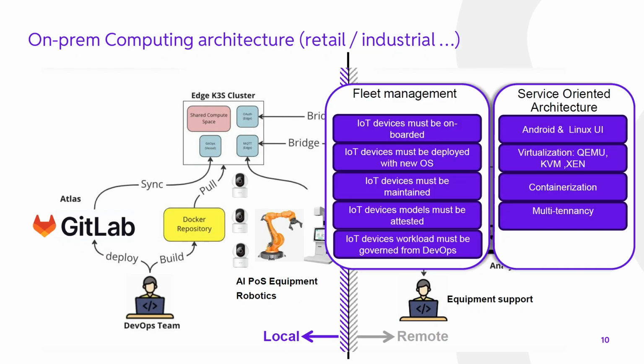So the number of capabilities we are looking at within this constraint, where the infrastructure around the services is not going to be a problem, or a very minor problem, not a gating problem, include fleet management, as an example. We know that all the IoT devices must be onboarded. In some occasions, maybe you want to deploy them with a completely new OS. They have to be maintained, and so on and so forth. And then service-oriented architecture capabilities, like virtualization, containerization, or multi-tenancy.